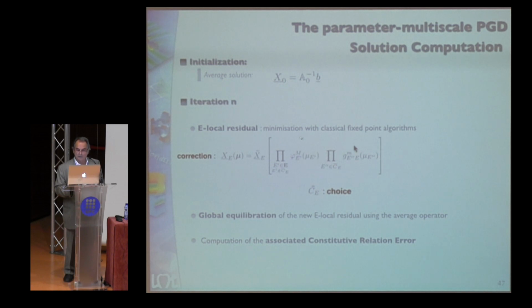And for this neighborhood, we introduce the macro function. So we minimize using a classical fixed point algorithm. It is quite easy because the problem is very local. After that, we have a global equilibration of the new local residual using the average operator, and that gives an associated constitutive relation error that can be compared to a threshold, and we stop when we reach the threshold.